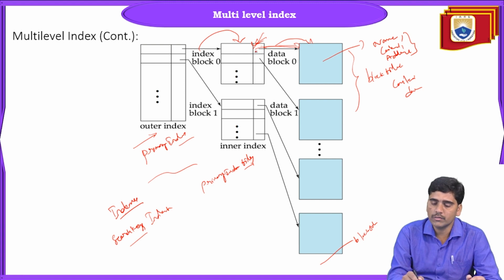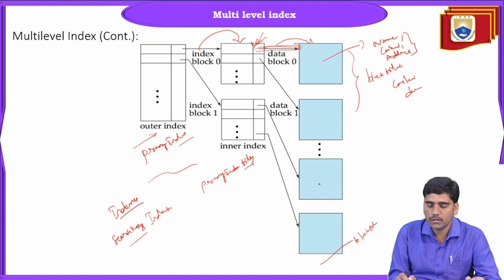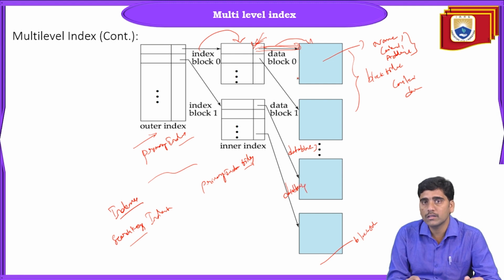Here it shows data block 0, and the next shows data block 1, then data block 3, and data block 4. Like that, different data blocks are there. All these are treated as a multi-level index for a primary index which does not fit into main memory. That's why we partition the primary index and secondary index into a multi-level index.